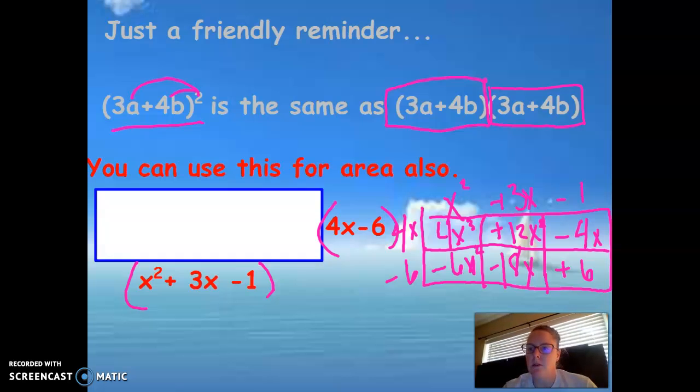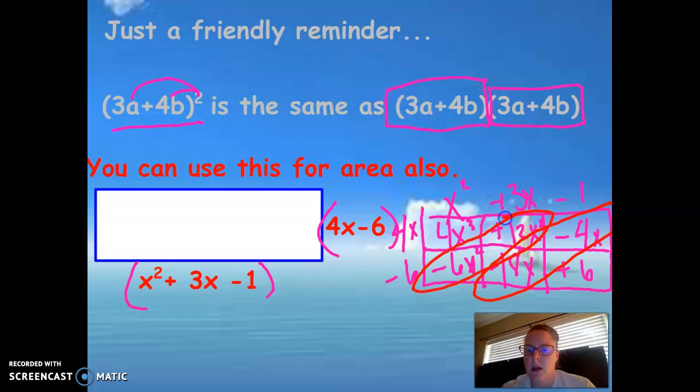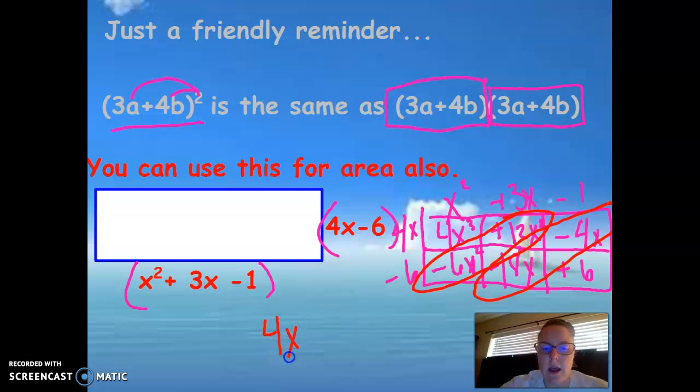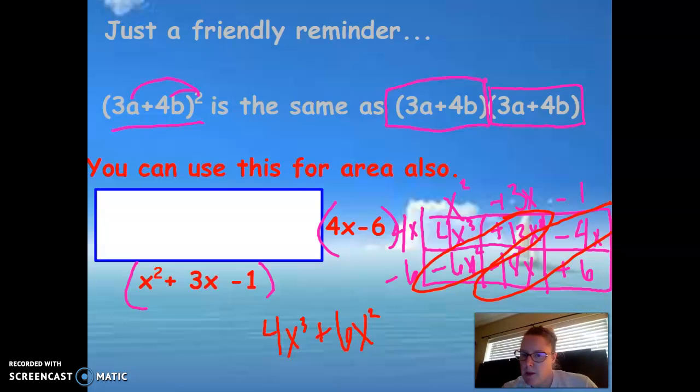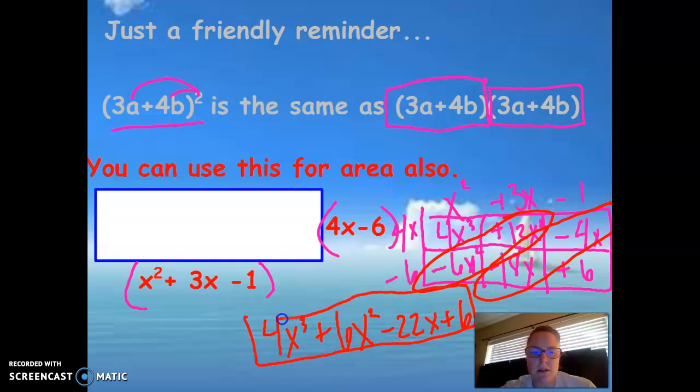Remember with this one that you have to combine two sections. And my handwriting is atrocious, but I'm going to do my best here. 4x cubed from this top section. Negative 6x squared plus 12x squared gives me a positive 6x squared. Negative 18x minus 4x gives me negative 22x. And then the positive 6 is at the end. It is the only constant.